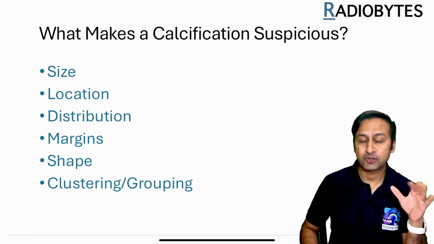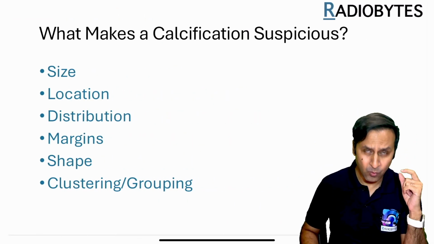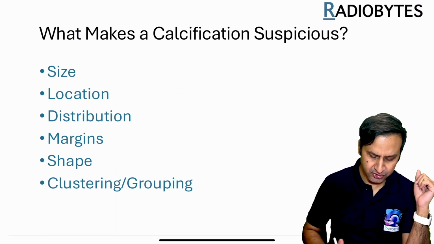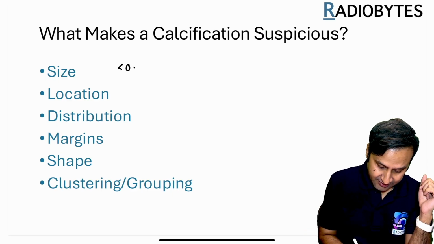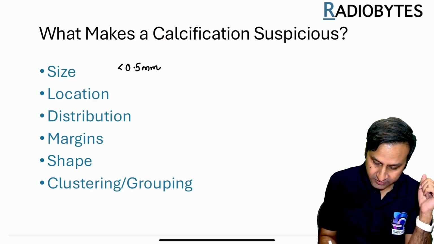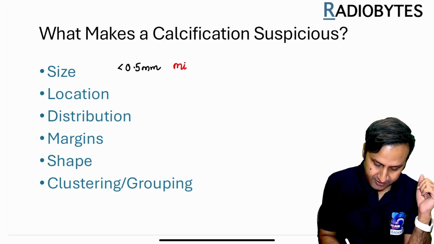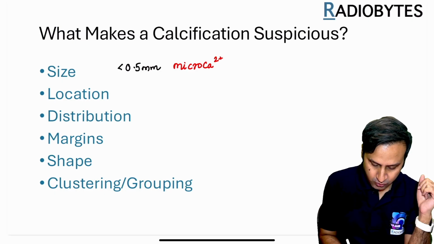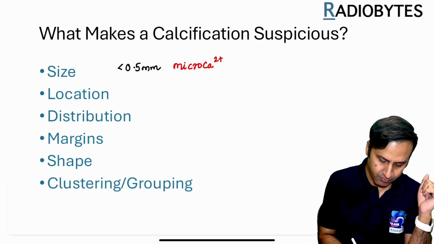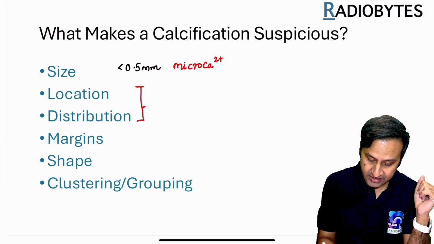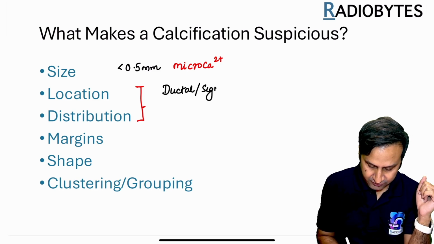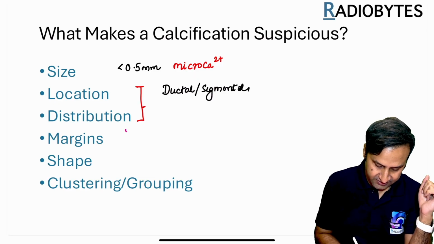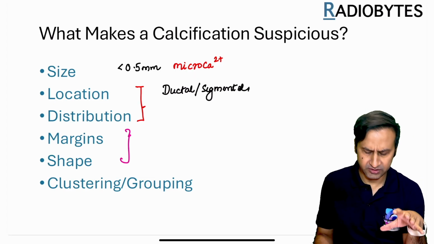And finally, to sum up what we've studied till now, what makes a calcification suspicious? I hope now everybody will answer the points. Size, when it is less than 0.5 mm, or in other words, when this type of calcification is a microcalcification, it is associated with a high risk of malignancy. When we talk about location or distribution, it's basically the ductal or segmental distribution, which is associated with a higher risk of malignancy. When we talk about the margins and the shape, we've already discussed it so many times.